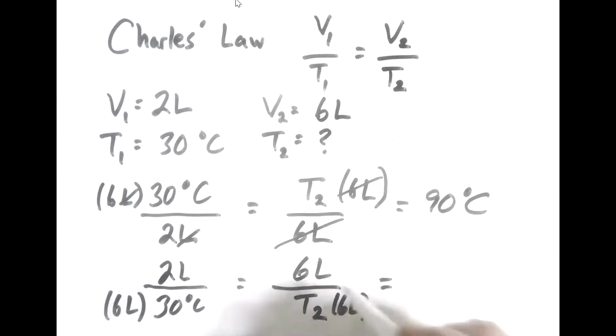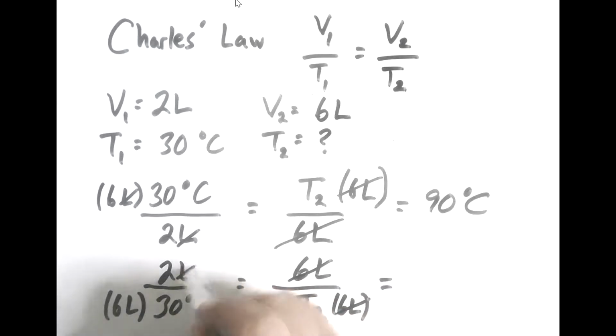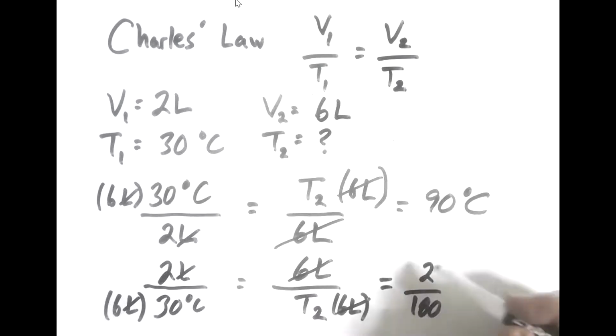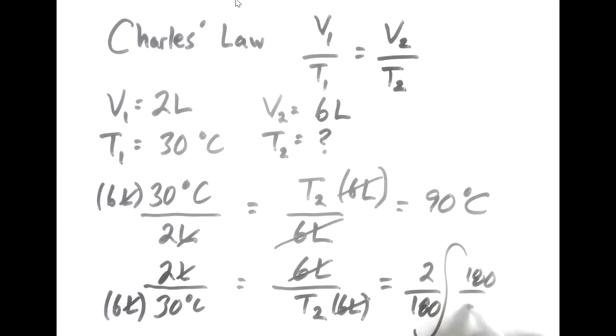All right, so the 6 liters would cancel out, which means it's just 1 on top. And here the liters would cancel out, and you would get 2 divided by 180. But what you'd have to do is remember, wait a minute, this is the inverse of T2. And at this point, you'd have to remember to flip it. And so then this would be 180 divided by 2, and then you'd end up with the same result, 90 degrees Celsius.